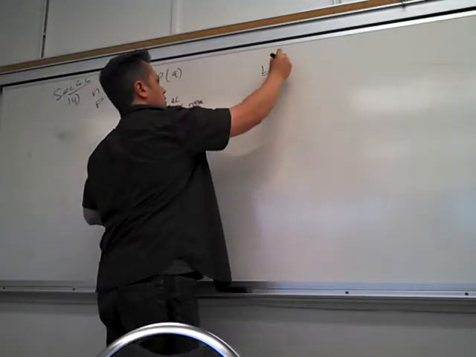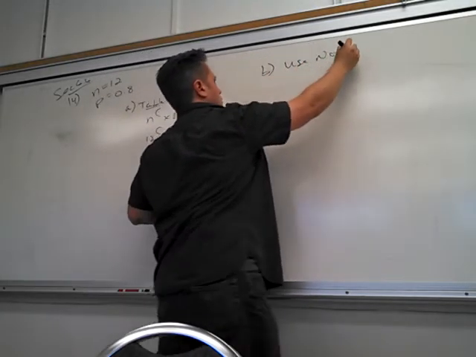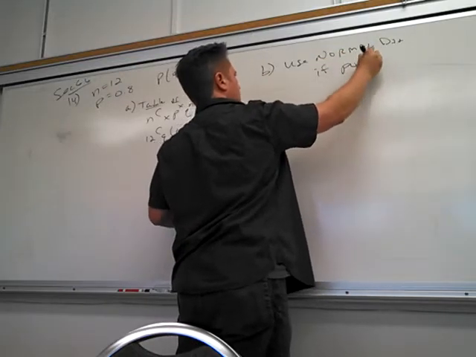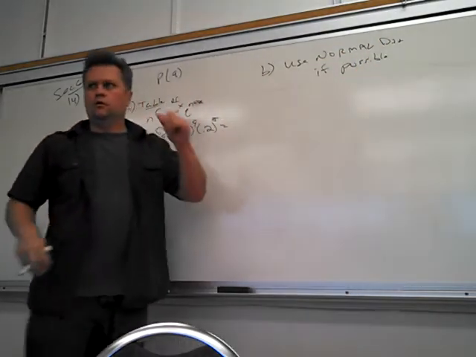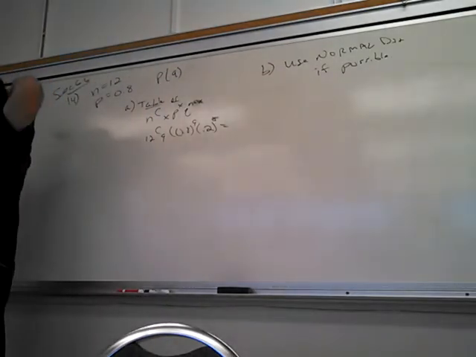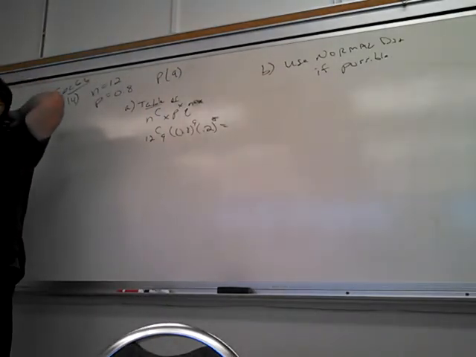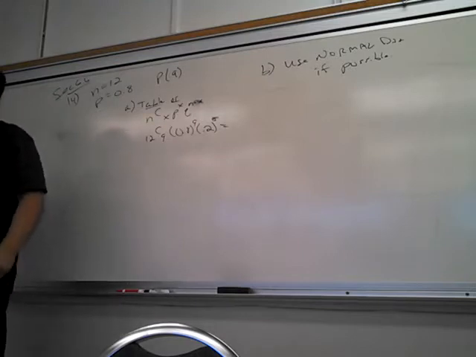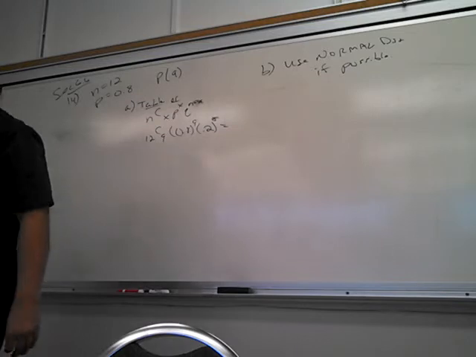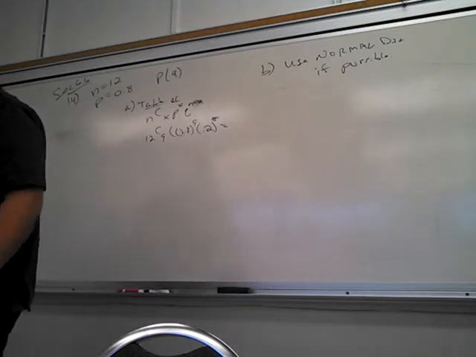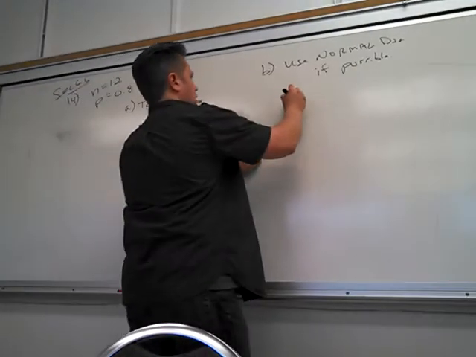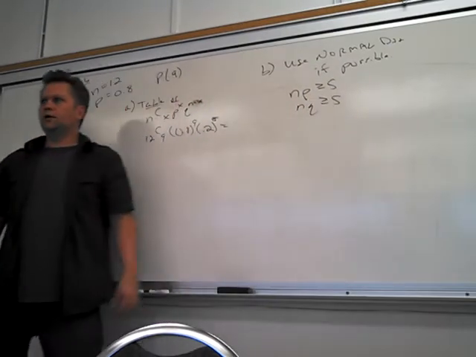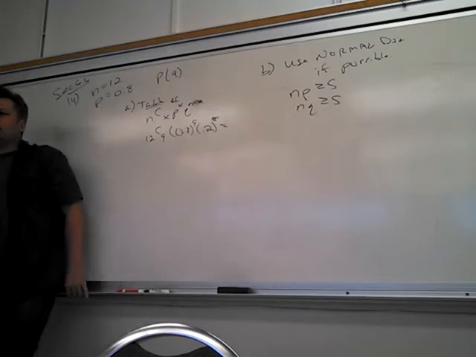Part B says use a normal distribution if possible. So you have to check, is it good? What check do I do to make sure that a binomial is normal enough? What do I have to check? They pretty much tell you in the write-up. I always forget this book says greater than or equal to; it depends on which book you use. So NP and NQ have to be at least 5.